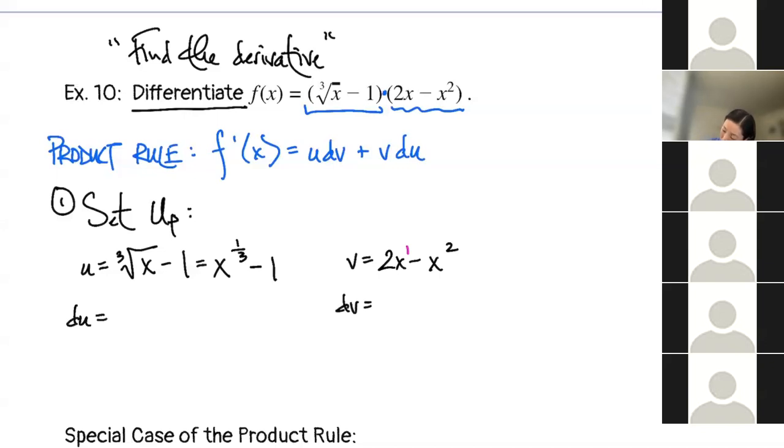So du is going to be 1/3 x to the 1/3 minus 1. And then minus, what is the derivative of 1?